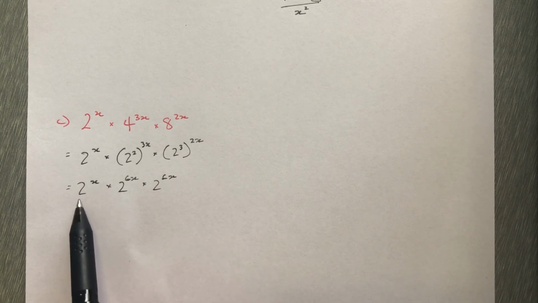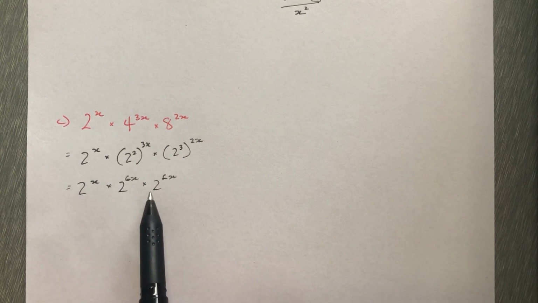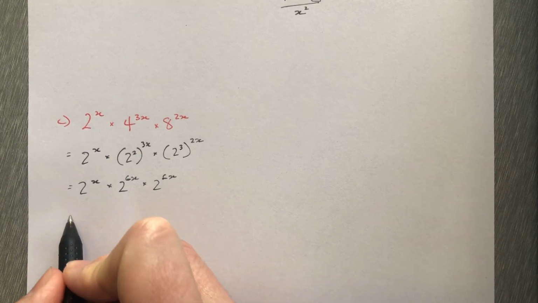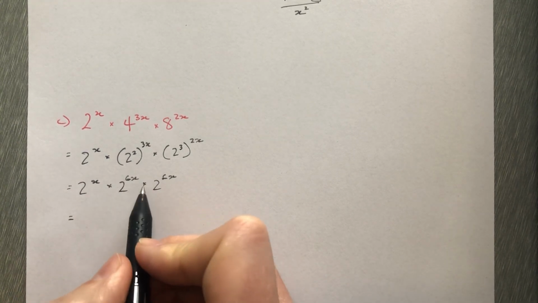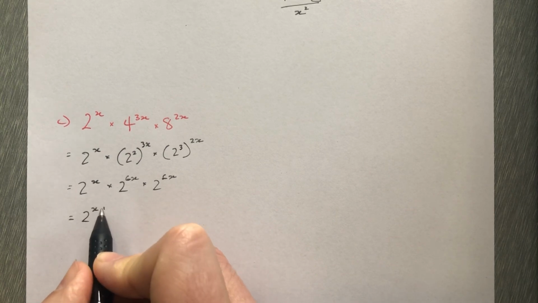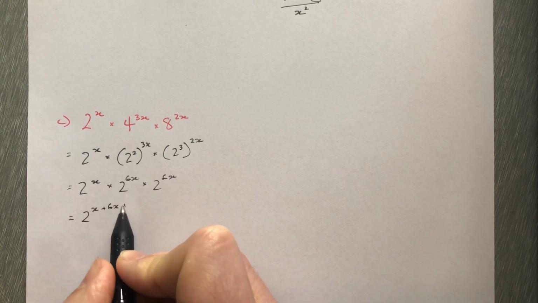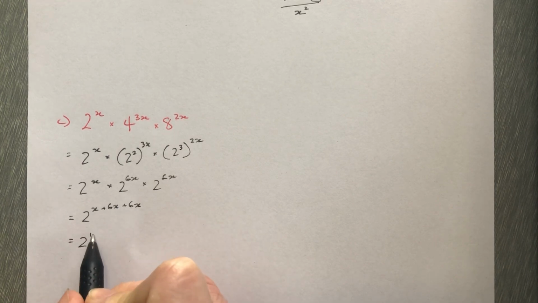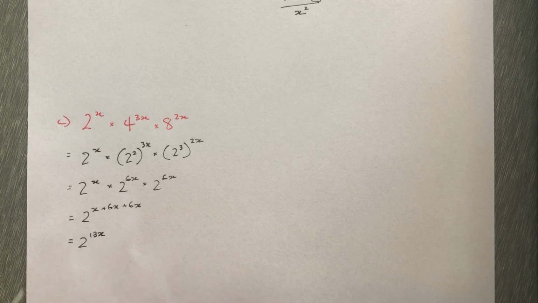Cool, so can we see how the bases are all the same now? If they're all the same, that means we can combine this stuff. So, because it's times there, we're going to add these powers together. So it's going to be 2 to the power of x plus 6x plus 6x. So our answer should be 2 to the power of 13x. And we're finished.